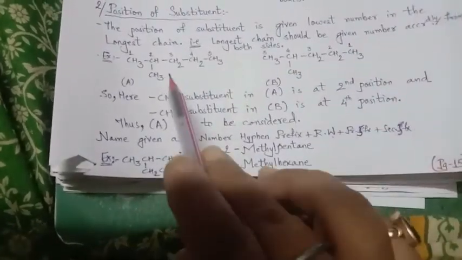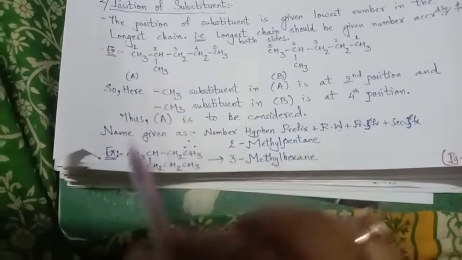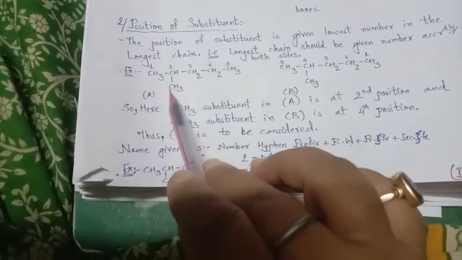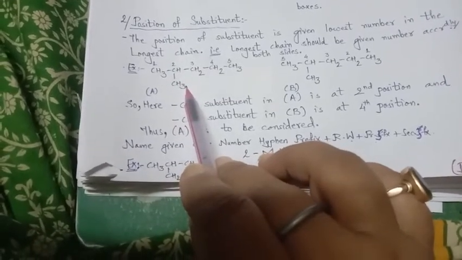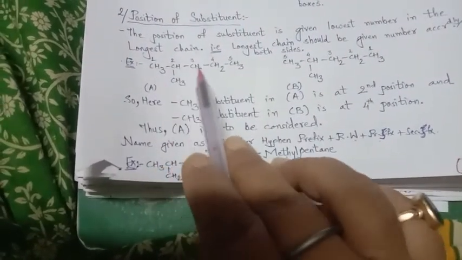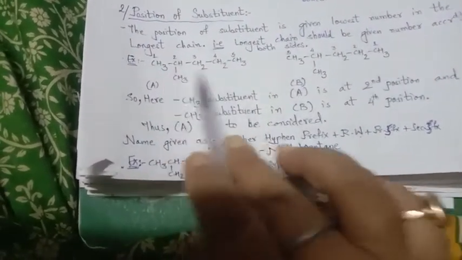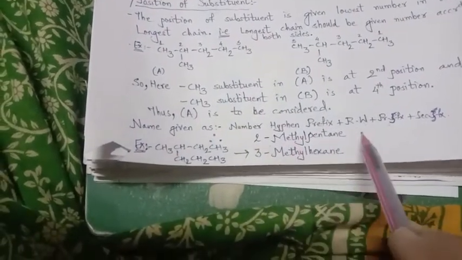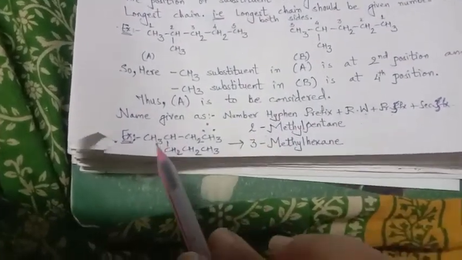So here, where is the branch? Second carbon. So 2. The substituent group is given as the prefix. So what is this? CH3. One hydrogen less than methane, so alkyl. So methyl. And then 1, 2, 3, 4, 5, pent. All single bonds, so ane. 2-methylpentane. Clear? Let us see one more.